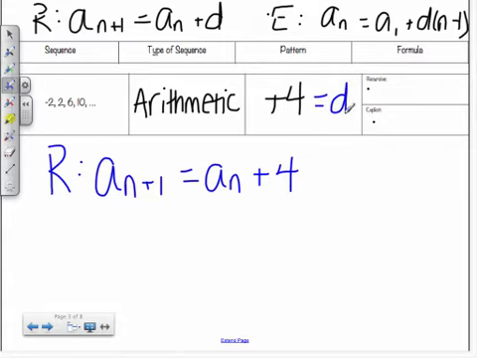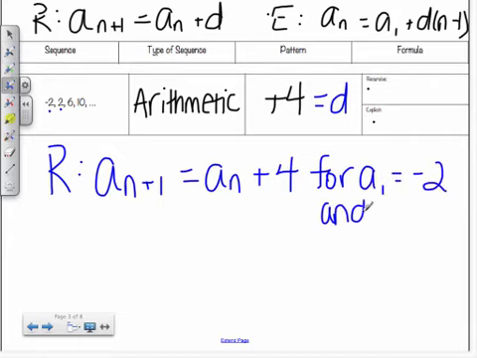Now this should make sense to you because to figure out the next term in your sequence, you take the term you're on and you add 4. So to figure out the second term of my sequence, I find out what the first term is, which is -2. I add 4 to it and I get 2. Okay, so this is my recursive formula, but I have to identify what a sub 1 is. So this is going to work for a sub 1 equals -2 and n is greater than or equal to 1.